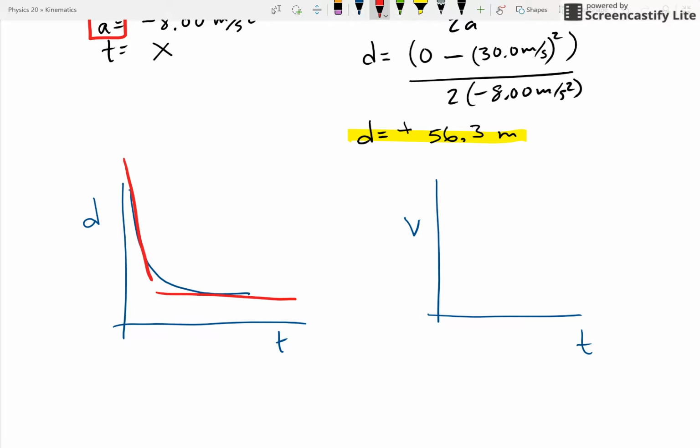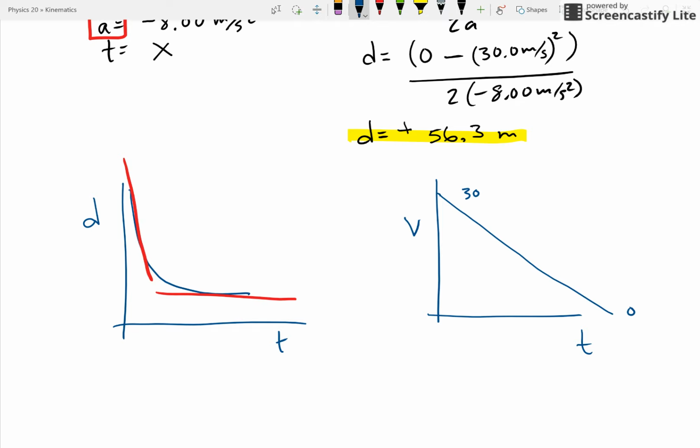We don't know where, as far as position goes, this person starts, so we can just sketch the graph with that curve. Then we want to show that Ima is traveling at 30 meters per second and comes to a stop in that same period of time. So we show 30 meters per second up here and 0 meters per second down at the bottom.